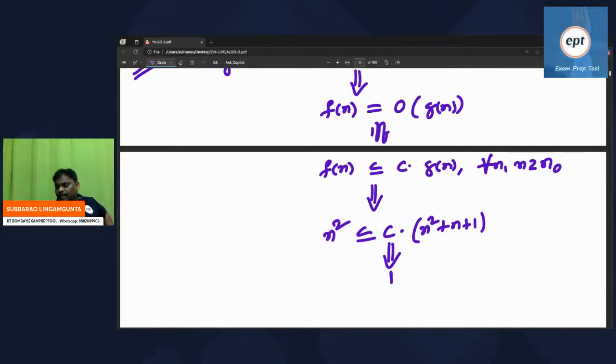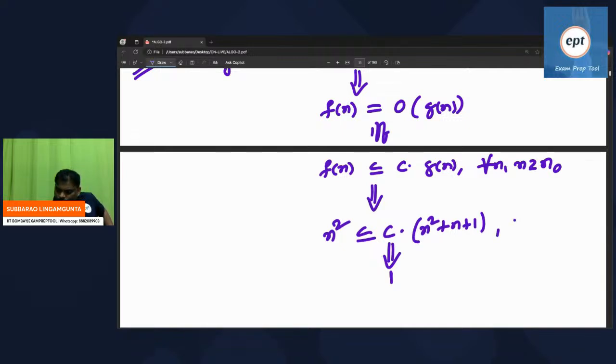C is saying, can I help you? But unfortunately, the right side says that I am already greater, I need no help from your side. So just very simple: Big O means the right should be bigger. Try to understand. Fine.